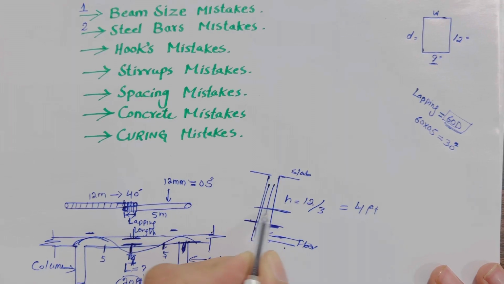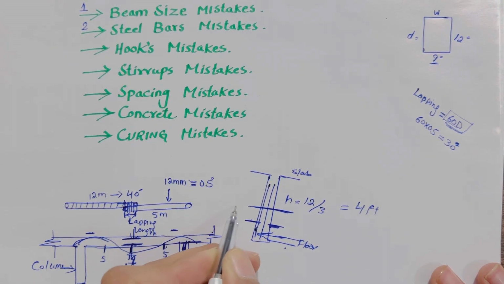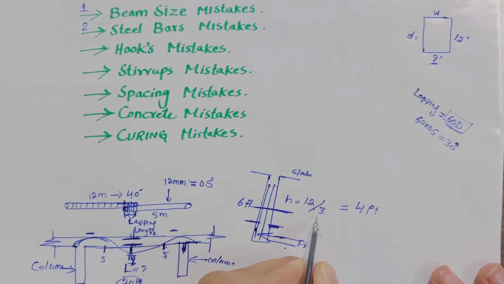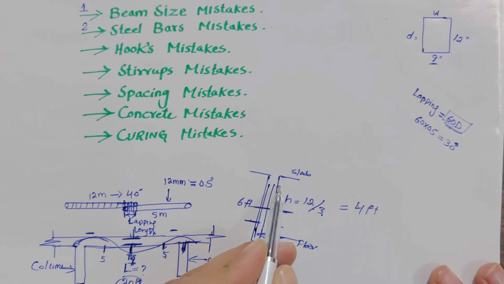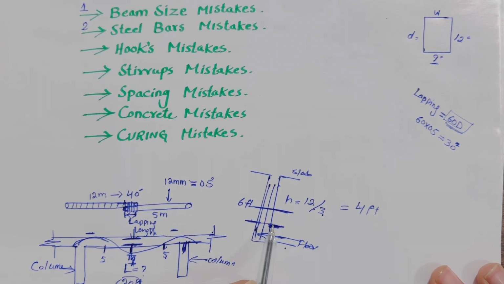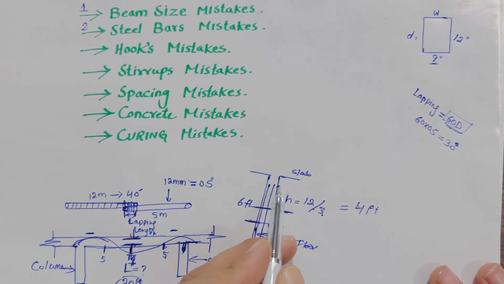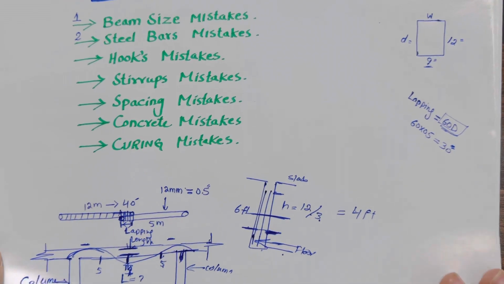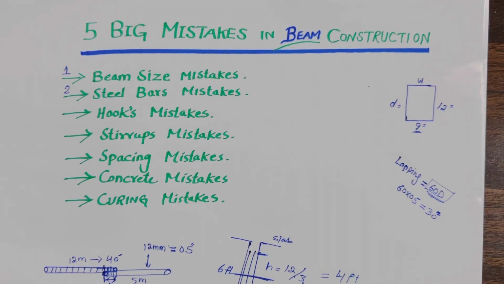But don't provide it at the distance of H by 2, where H by 2 is 6 feet, because the total height is 12 feet. So at the distance of H by 3 you can provide it, but don't provide it here, and also not here, but especially you can provide it at this place, but not at the bottom, not at the end of the slab, okay. This is also especially for beams. So these are steel reinforcement mistakes that most people are making.